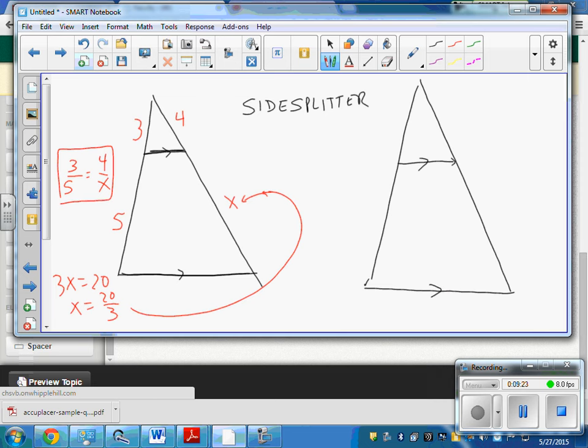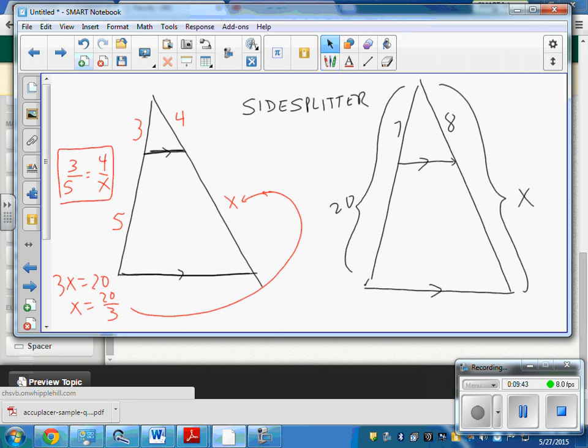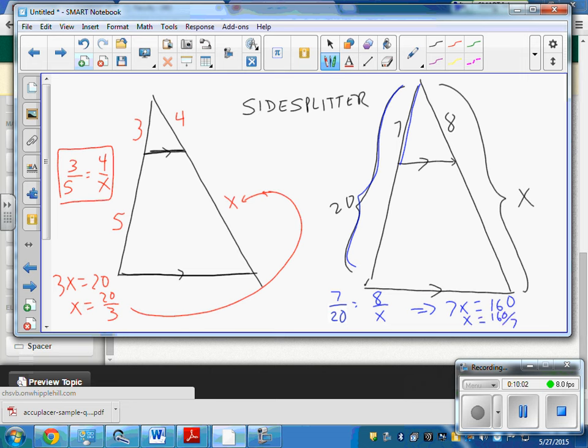This time, let's suppose I told you this entire side is equal to 20, and this much is equal to 7, and this much is equal to 8, and now your task is to find that. So again, the proportion, very similar to what we did over here in the red, would be 7 is to 20, 7 is to the entire side, as 8 is to x. So once again, cross multiply. 7x is 160, so x is 160 divided by 7.